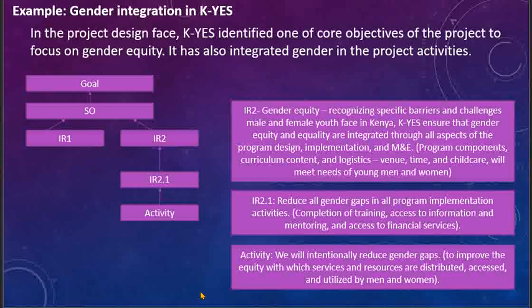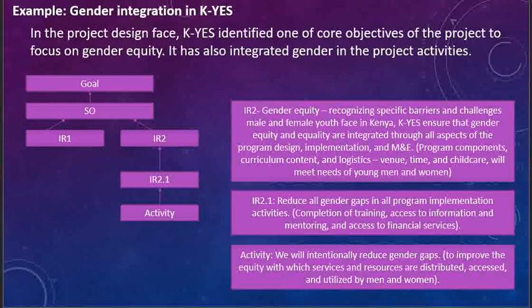All right. In sub-IR2, reduce all gender gaps in all program implementation activities. So we want to make sure there is no bias in completion of training, so both genders have an equal chance, and of course promoting if there is a challenge. For example, if one of the things that makes them not complete, maybe among the women, is a barrier, we have to address that by considering the venue, the time of the training, the transportation cost, and everything.